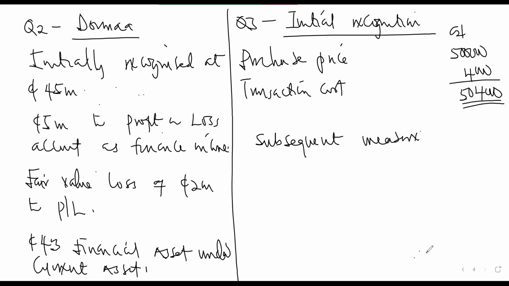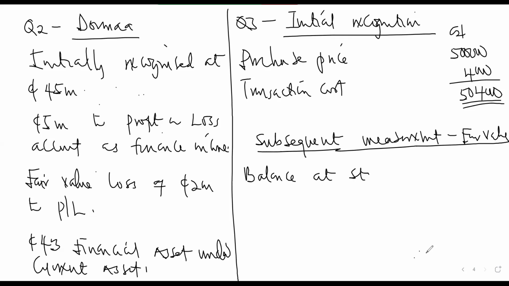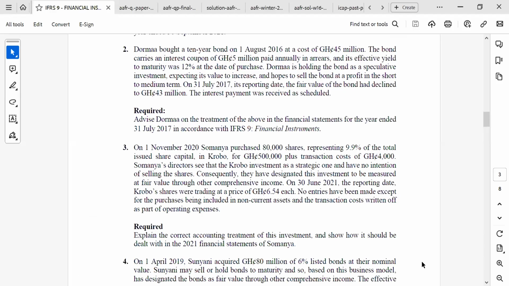Okay. So let's come to our subsequent measurements. Subsequent measurement will be fair value. So we fair value this at the end of the year. Okay. So we have our balance at start, which will give us 504,000. Let's come to the closing balance now. Okay, you just find the closing balance. So the closing balance will be what? How do we find the closing balance? The shares purchased and the value of the shares after that date.